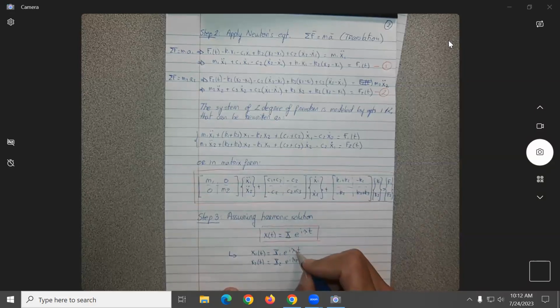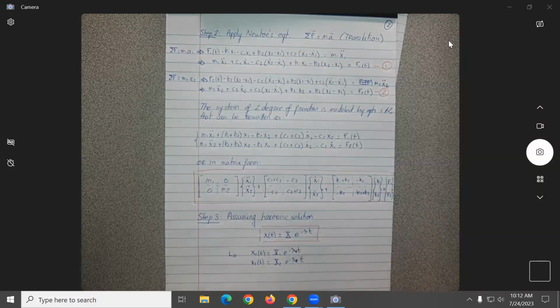Let's just put here lambda. We'll figure that out later. Plus lambda, e^(iλt). Don't put lambda 1, lambda 2. We do that a bit later. It will be lambda 1, lambda 2. Let's keep it this way. So now, what is step 3 or step 4?